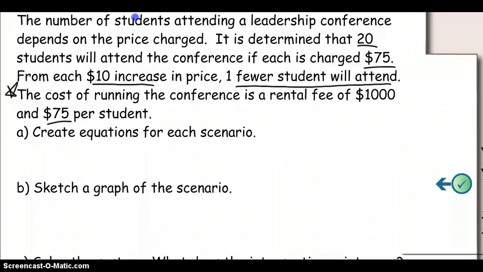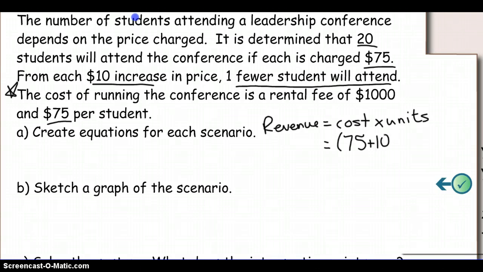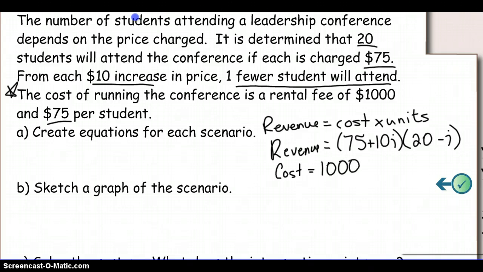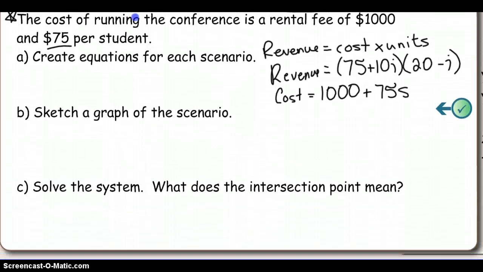So from the first one, if you remember, revenue equals cost times the units. So what is my cost? Well, 75 plus my $10 increase times the units. Well, 20 subtract x. This is my revenue. This is my one equation. The other one will come from my cost. What is the cost? Well, it's a one-time fee of $1,000 plus $75 per student. Okay, I have two equations. I've developed them. This is going to be a good graphing scenario, okay?